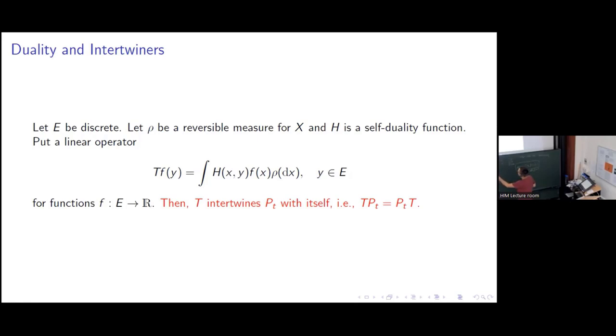So having a function f, we integrate it with respect to rho. Rho is a reversible measure. And we have some kernel function, namely the duality function. And if we define that operator, it commutes with PT. That is a very easy computation. So H is also a duality function. Yes, so that's just an example. So if we are back to the discrete, we have a self-duality function, and we have a reversible measure, and we define an operator like that, then you can see it intertwines PT with itself. And that commutation relation is very easy to see.